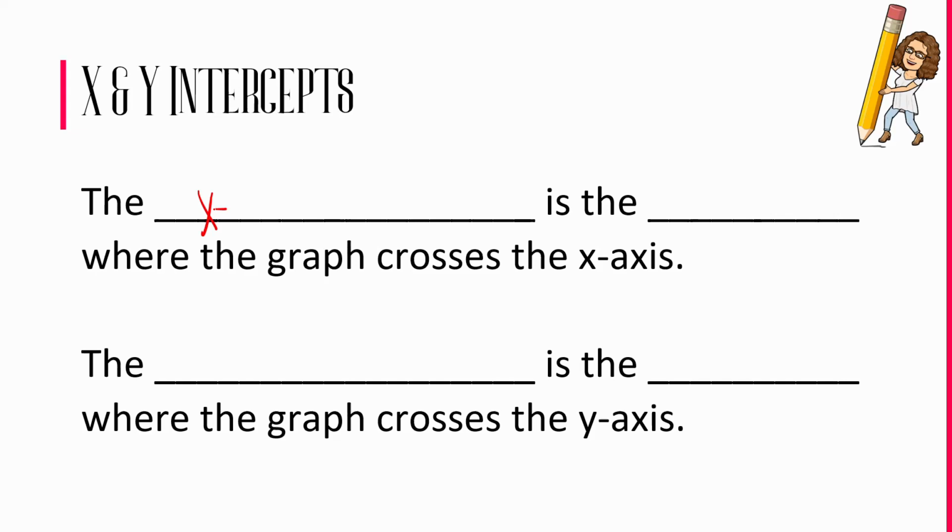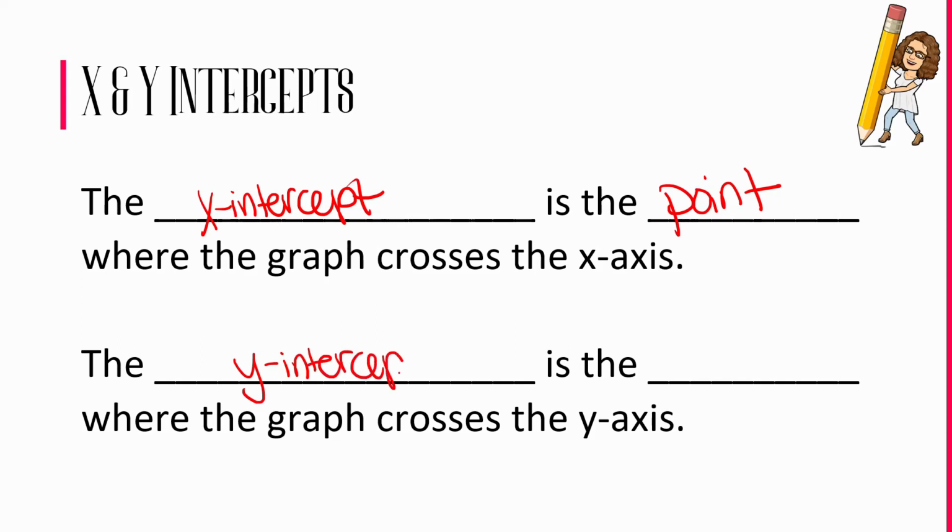The x-intercept is the point where the graph crosses the x-axis. So if you're looking at a coordinate plane and you put a dot on the x-axis, that is an x-intercept. On the other side, the other axis, we have our y-intercept. And it is also an ordered pair or a point where the graph crosses the y-axis. You guys have seen those before as you are working on them.